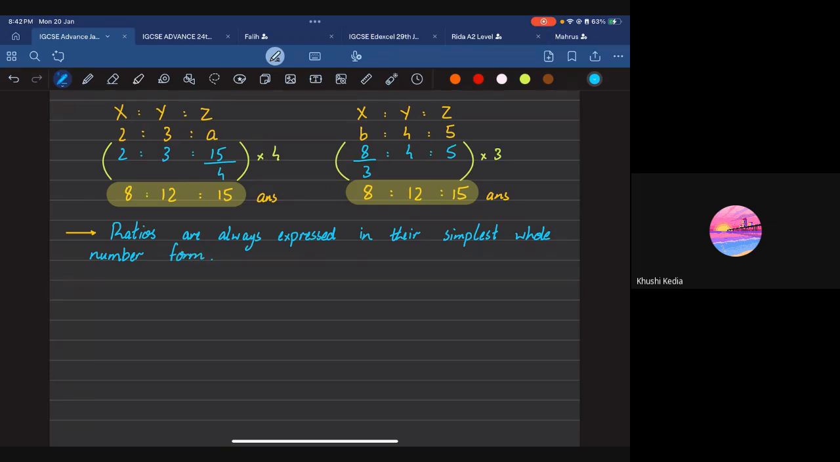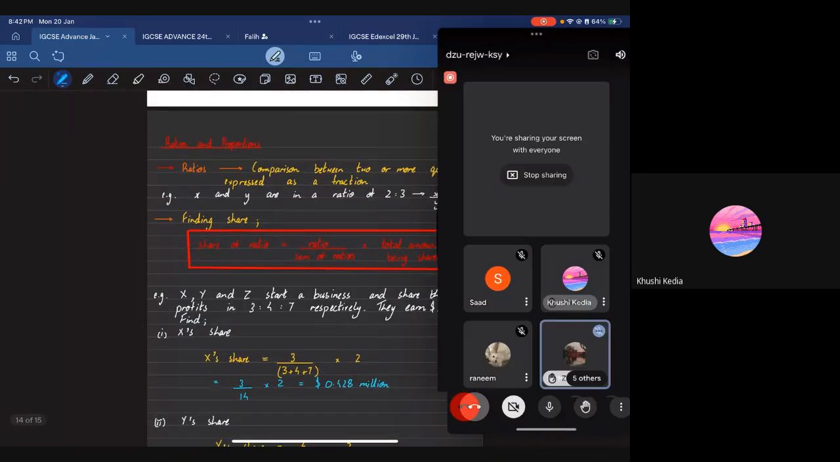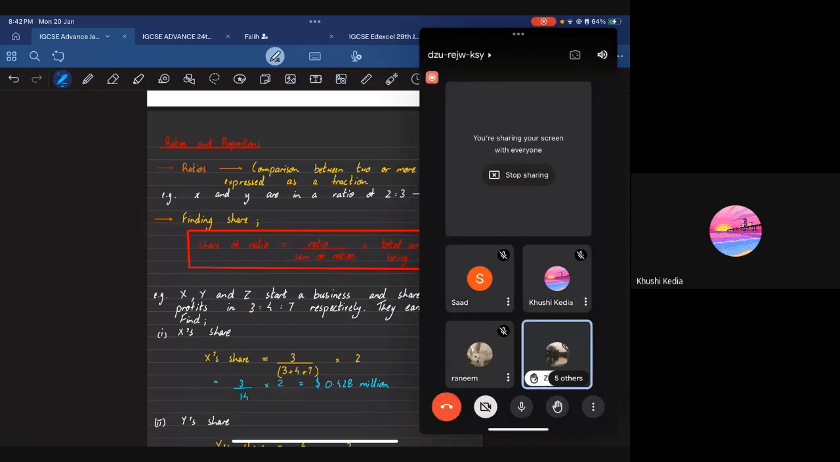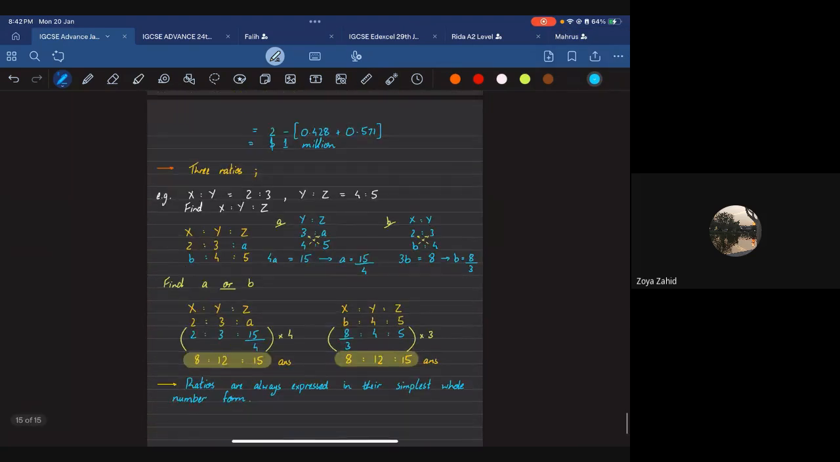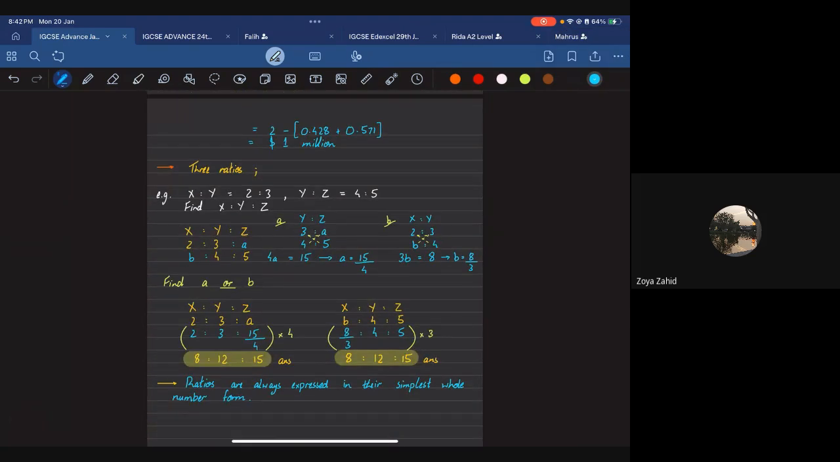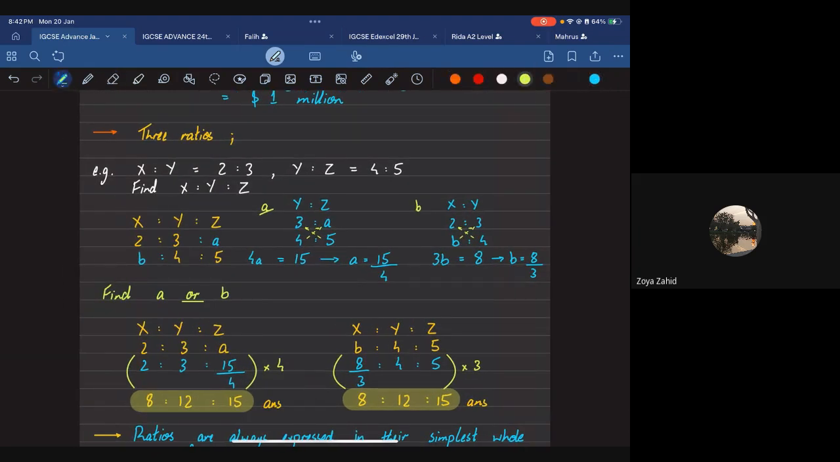So yes. Is there anyone who has any questions? Yes, Zoya. Sorry, I did not see your hand up. If they ask us to state the value of A and B, do I write 8 over 3, for example, or do I write 8? That is a very rare occurrence that they ask you to state the value of A and B.